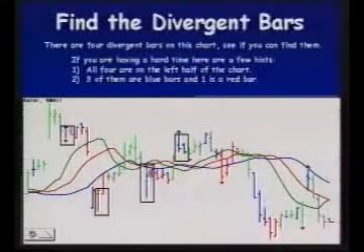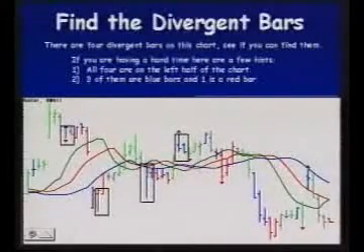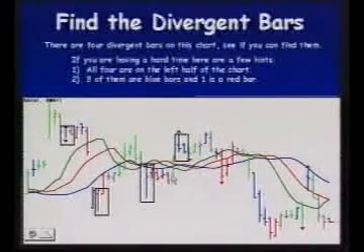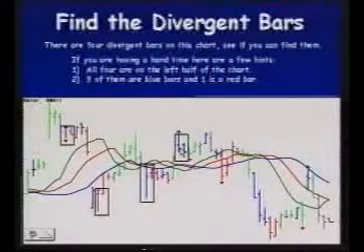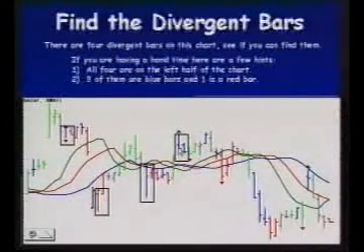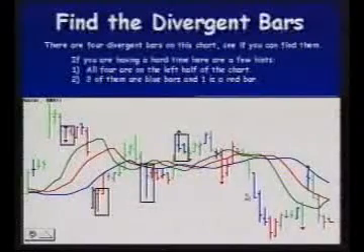Then it comes back and we have another bullish divergent bar, lower high, lower low, close in the top half. And then we come up and we have a bearish divergent bar, and it is a squat bar. So that's pretty important. And you can see what the market has done after that.